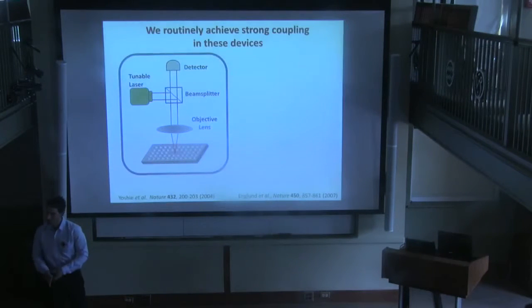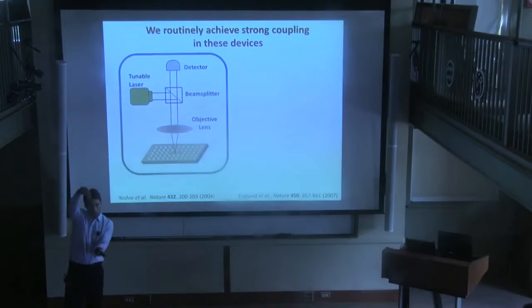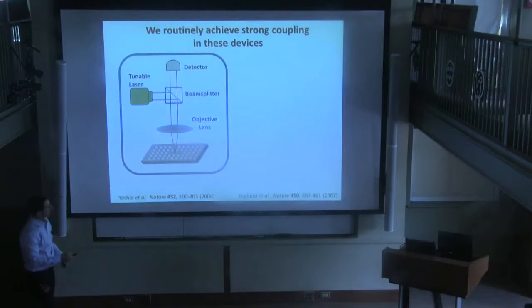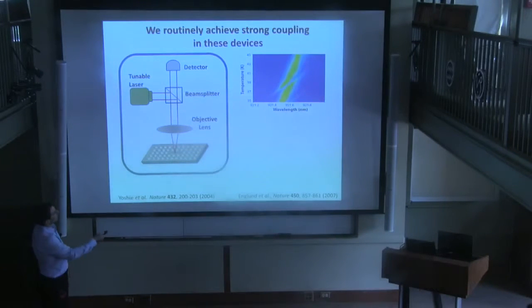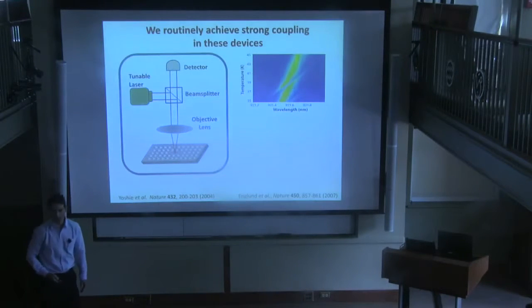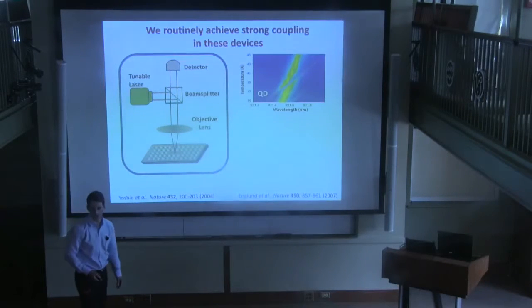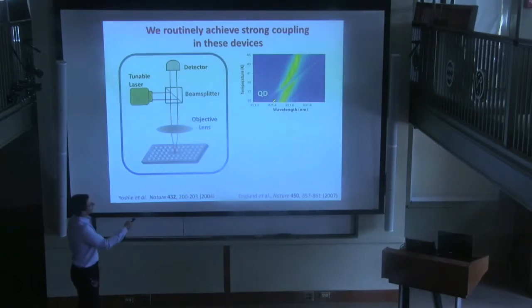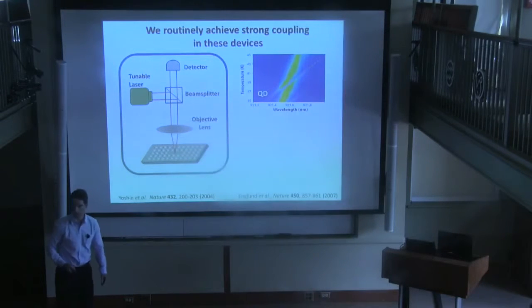We can see that by simply taking our cavity, shining light from the top, and scanning across the cavity with a tunable laser and measuring the reflection spectrum. This is a measurement of the reflection spectrum as a function of temperature. This bright thing here is a cavity mode. And you see that as we increase temperature, something weird happens here. We slice this cavity mode in half. What's happening here is there's actually a quantum dot that, as we raise the temperature, tunes across the cavity mode.